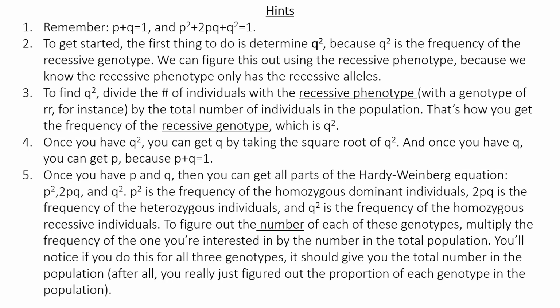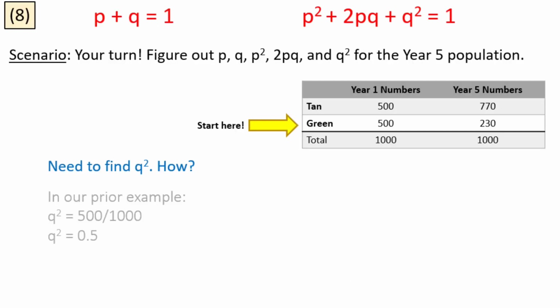So if you get stuck figuring out all the allele and genotype frequencies for the year 5 individuals, maybe come back to this information, see where you got stuck and what advice there is for the next step. So go ahead, figure out all of the allele and genotype frequencies for the year 5 individuals, and then come back to the video to see if you did them correctly.